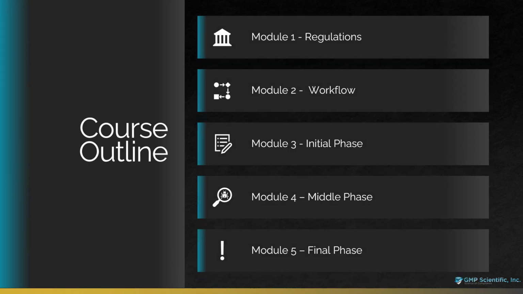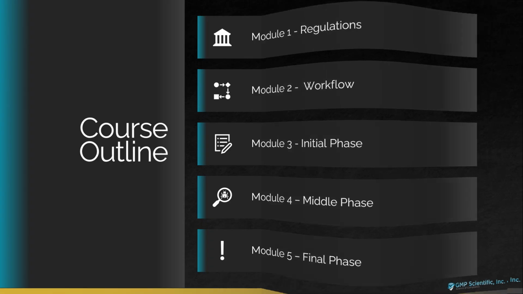Here is the overall structure of the course. Module 1 focuses on regulations and regulatory expectations. Module 2 covers the investigation workflow. Modules 3, 4, and 5 walk through the initial, middle, and final phases of an investigation. Together, these modules provide a complete end-to-end understanding of discrepancy investigations.